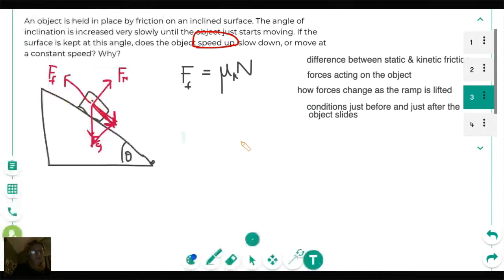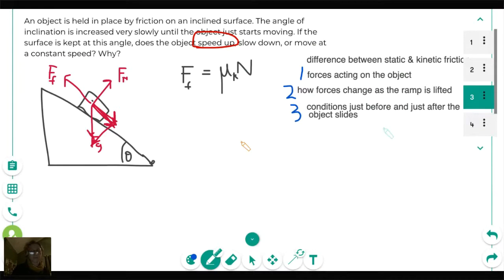Okay, so how can we put that together into a paragraph length response? Probably the first thing we would want to talk about is the forces acting on the object, if we're thinking about a sequential order. So let's even go ahead and number these. We would probably want to talk about this first: what are the forces acting on it? And then how do those forces change as the ramp is lifted?